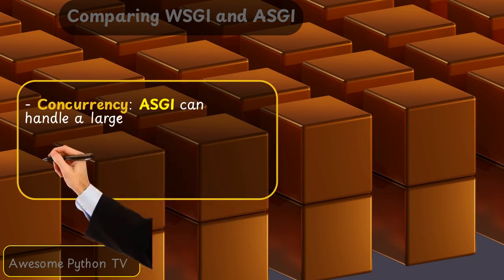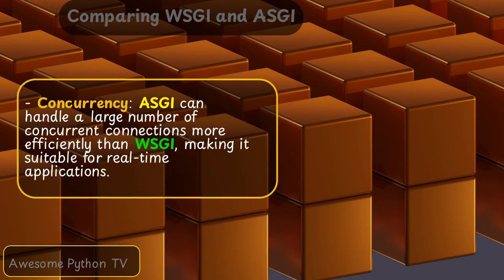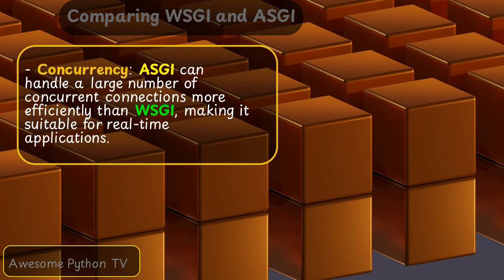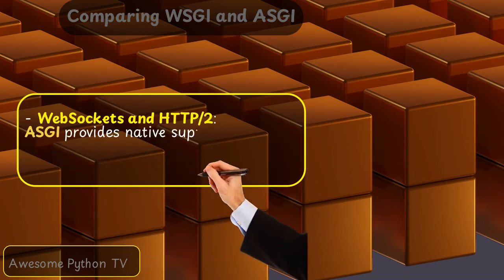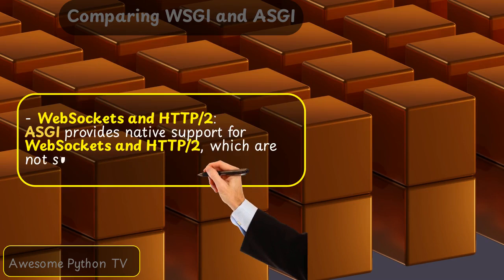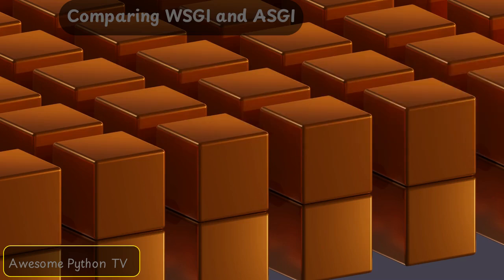Concurrency. ASGI can handle a large number of concurrent connections more efficiently than WSGI, making it suitable for real-time applications. WebSockets and HTTP/2. ASGI provides native support for WebSockets and HTTP/2, which are not supported by WSGI.